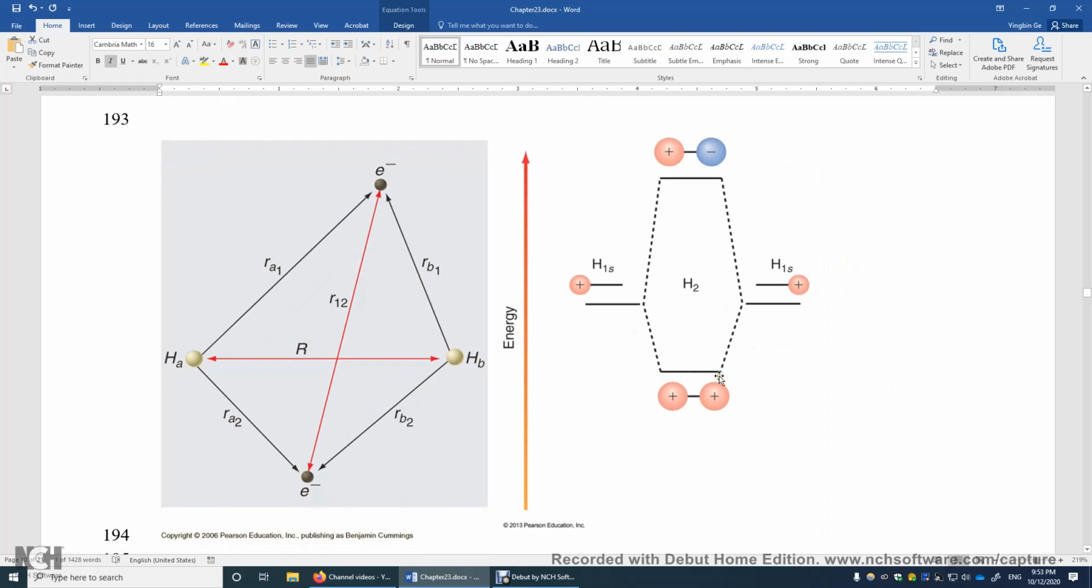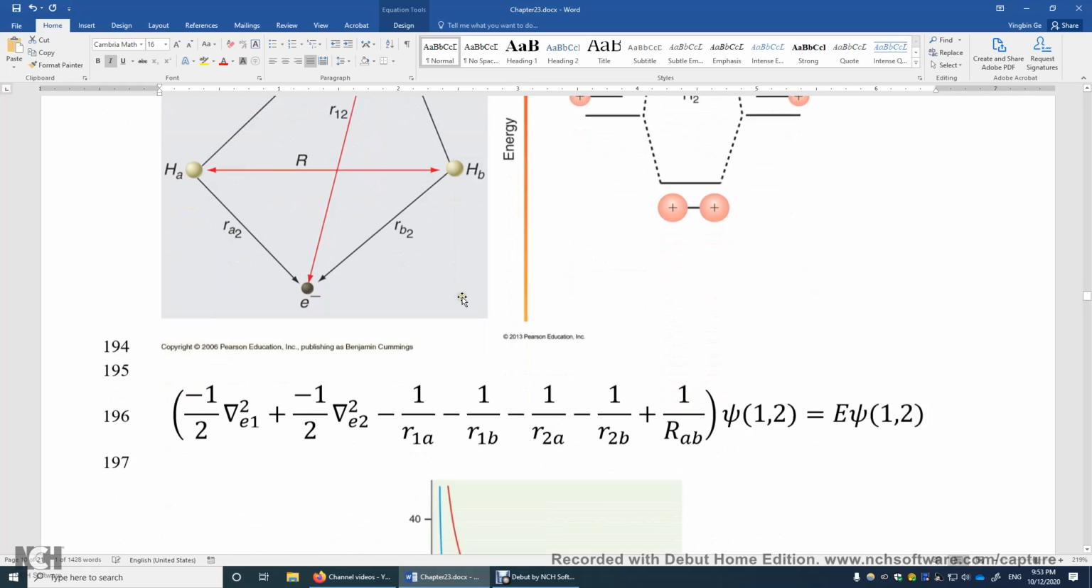This is the molecular orbital diagram of H2. Atomic orbital centered on A. Atomic orbital centered on nucleus B. Sigma g, bonding orbital. Sigma u star, anti-bonding orbital. G stands for gerade, that means symmetric with respect to the center of the molecule. U denotes ungerade, that means antisymmetric with respect to the center of the molecule.